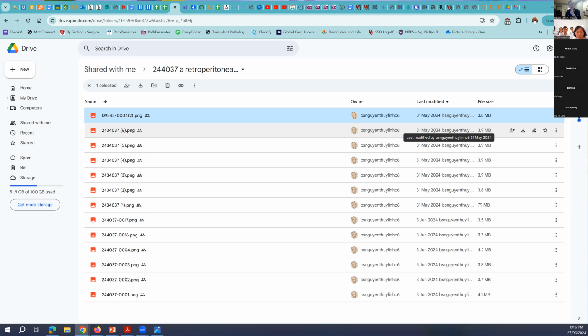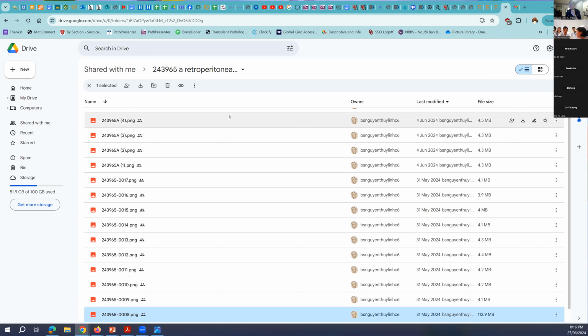Any comments or questions about that case? Well, if not, let's go on to the other case that we have. And this is another case of a retroperitoneal mass. This is a much older patient, and I'm going to, let's stop the share and show the right case here. Let me share the right image on this case.